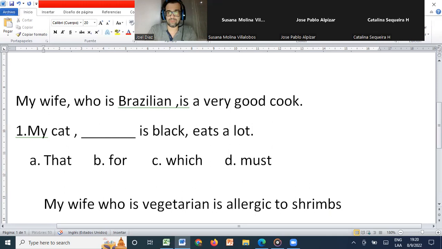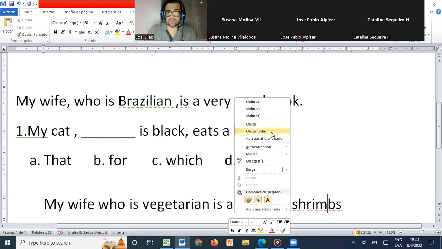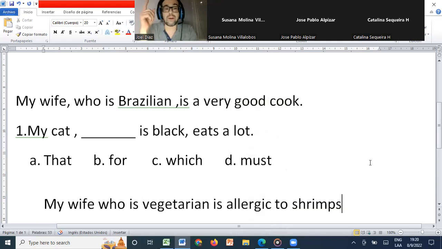Okay. Shrimp, no, shrimps. Let's see here. P. Shrimps. Yes, P, I'm sorry. My wife, who is vegetarian, is allergic to shrimps, right?